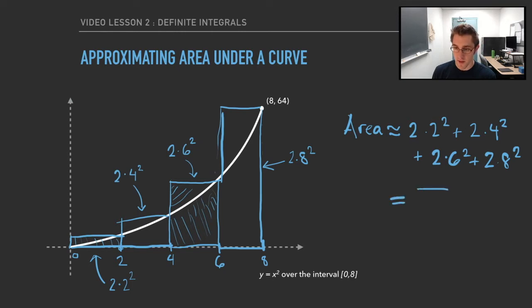Okay, so there's an approximation, and if we're clever, we notice that there's a pattern, and we can write this using summation notation. We could write it as the sum, j goes from 1 to 4, of 2 times (2j) squared. If this summation kind of came out of the blue, you should take a minute and understand why this summation is the same as this sum of 4 things that I wrote here.